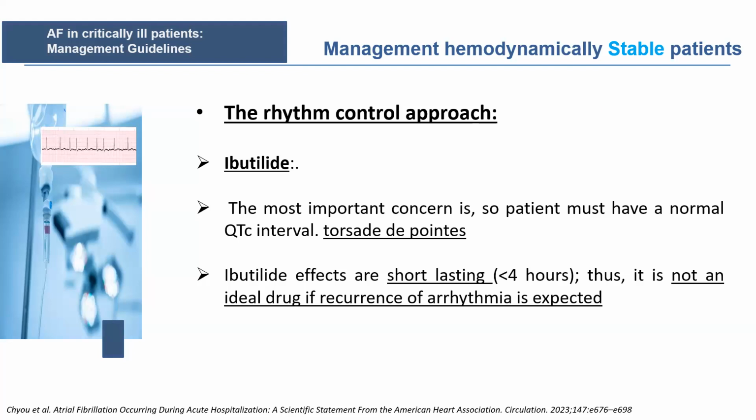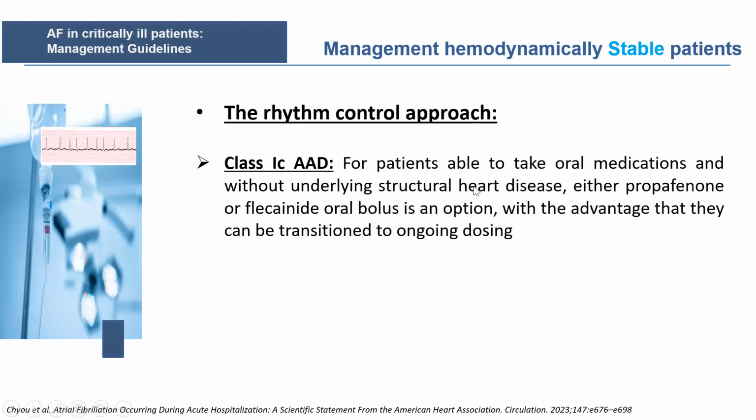Another drawback of ibutilide is that it's short-acting. So if your patient has a triggering factor or risk factors that are still not corrected and you are expecting that he will have recurrence of the AFib, ibutilide will not be your good choice. The second one is, of course, class 1C antiarrhythmic drugs, flecainide or propafenone. But of course, this medication cannot be given in patients who have structural heart disease. The advantage of this medication is that it can be given by the oral route and you can continue the maintenance oral doses after you give this medication.